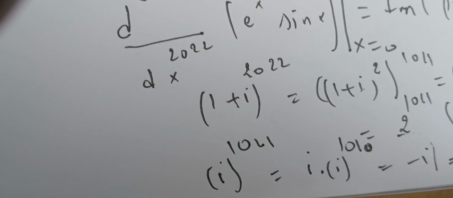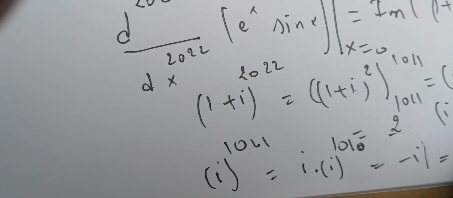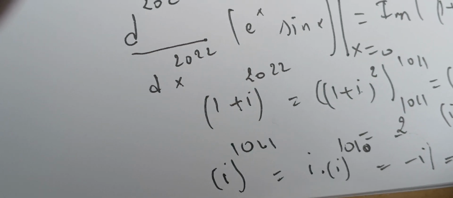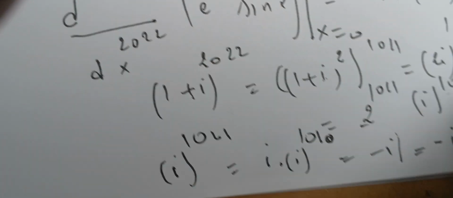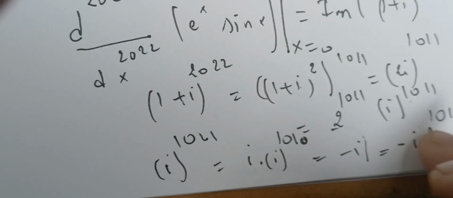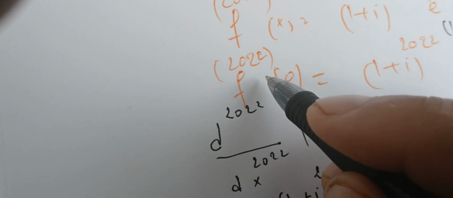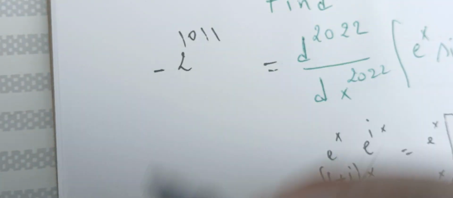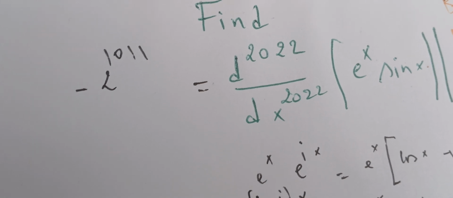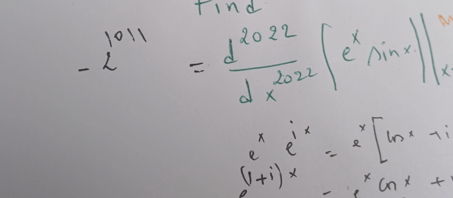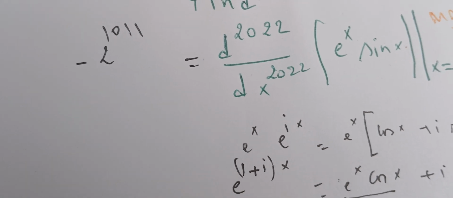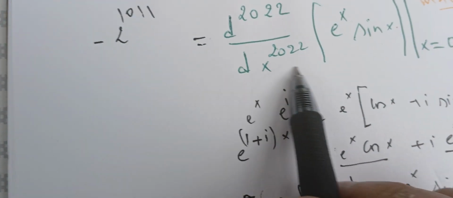And therefore, the imaginary part is minus 2 to the power 1011. This is the value that we need. So the value of the derivative is just minus 2 to the power 1011. We had to explain all the steps for those of you who don't know the complex computations. So this is the value of this derivative.